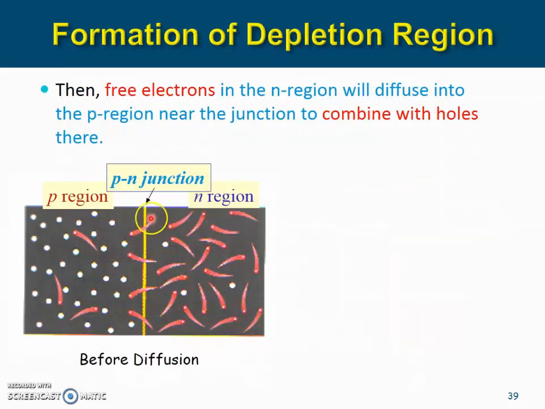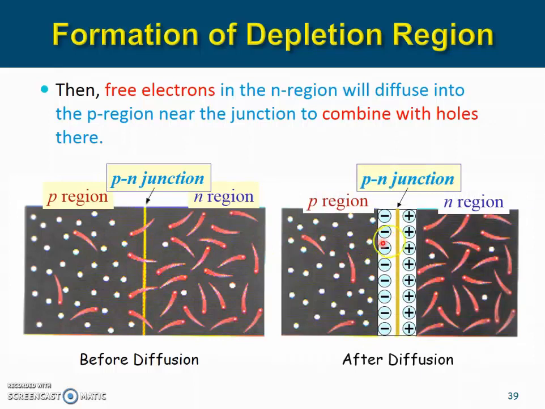Almost immediately when the junction is formed, because of the higher density of free electrons here, the free electrons will diffuse to the p region where the density of free electrons is lower. And these free electrons will combine with the holes in the p region. And after diffusion, two layers of charges are formed.